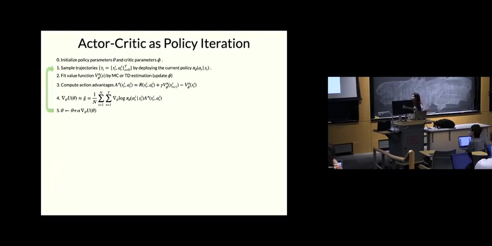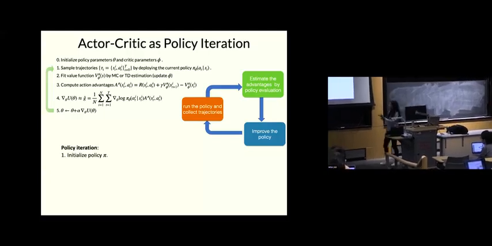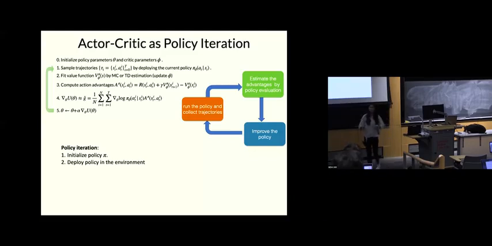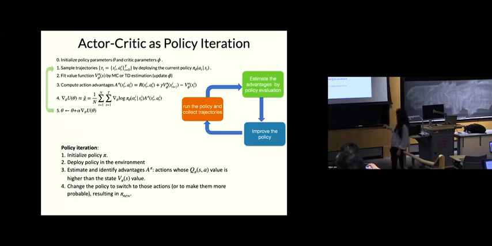So now we go back to our term policy iteration, and we'll see how the actor-critic method is also an instantiation of policy iteration, as are many other methods that we're going to see in this course. Why is this the case? Well, what happens in policy iteration? You initialize your policy, you deploy the policy in the environment, get the experience, then you estimate and identify advantages. You remember what we said in tabular methods: go in every state, and if you see an action whose Q is higher than the V of that state, switch to that action. That's all we did. So now we need to be estimating those advantages. An advantage is when the Q of that action is higher than the V of the state. It is that simple. It's very concrete.